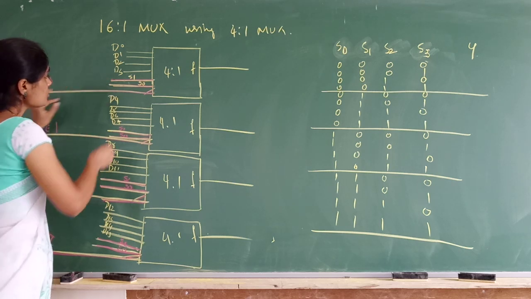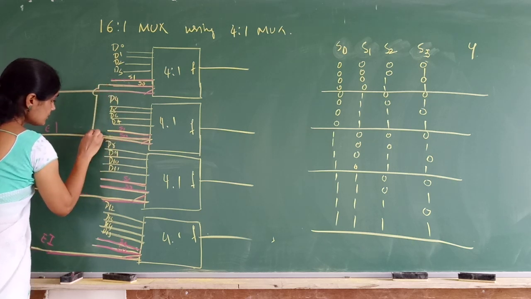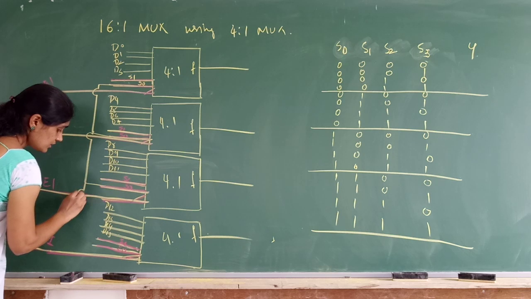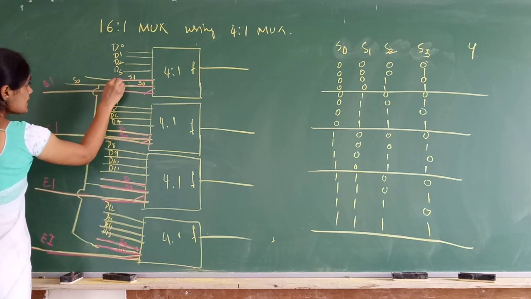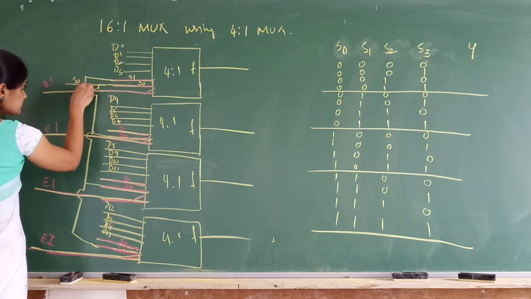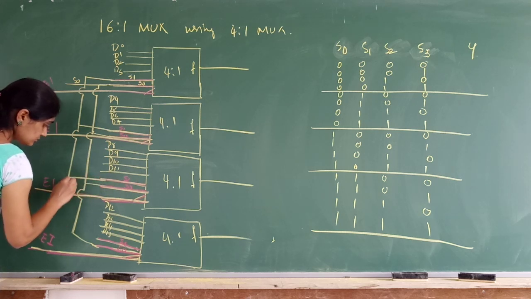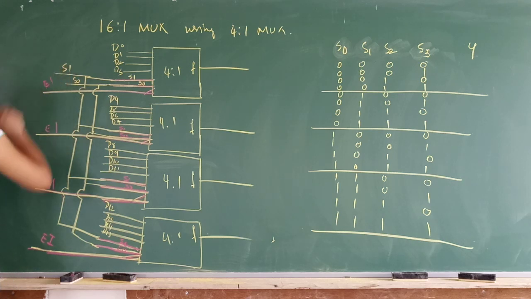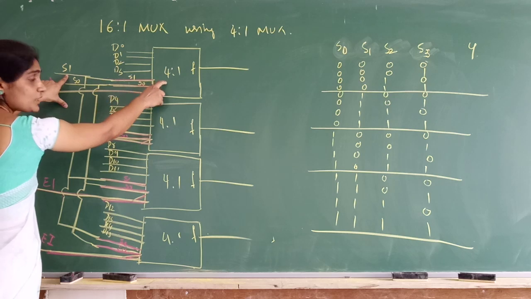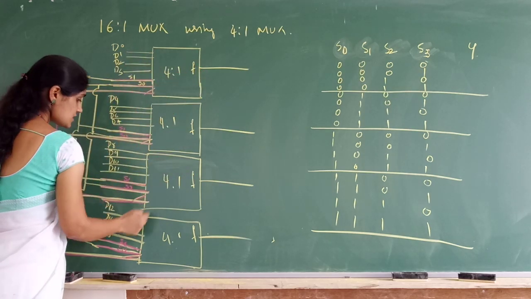Here I have 2. So what I will do, I short S0 with the other S0. Okay, S0 and S0 I have shorted, and I will call this as S0. Similarly, S1 I will short. Okay, and I will call this as S0, S1. So if I give S0, S1 as 0, 0, first multiplexer D0 will be selected. Here D4, here D8, here D12.